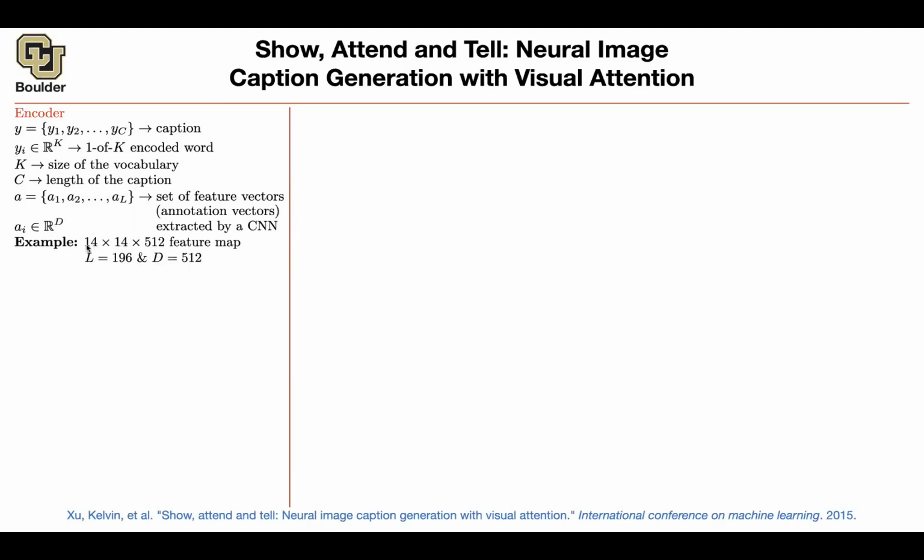For L, you can take those pixels and then concatenate them. You can turn them into a vector. Basically, you flatten it. And then that's going to give you 196 vectors. And this is your L. So this is the set that you're going to end up with. An image goes in and you're going to get a set of vectors.